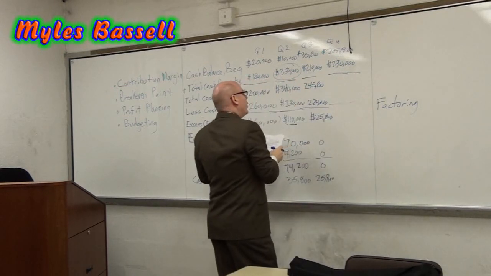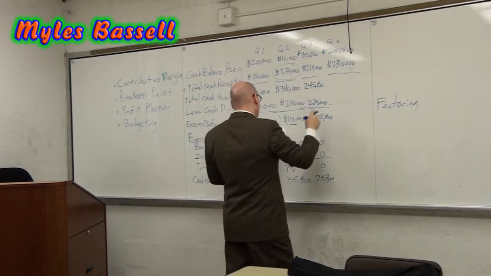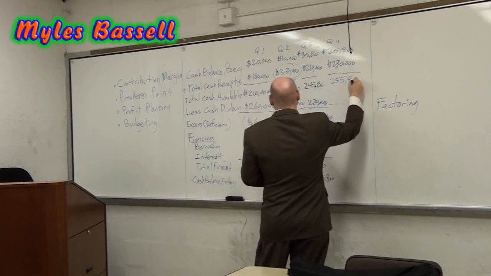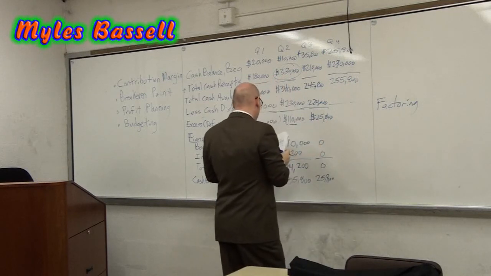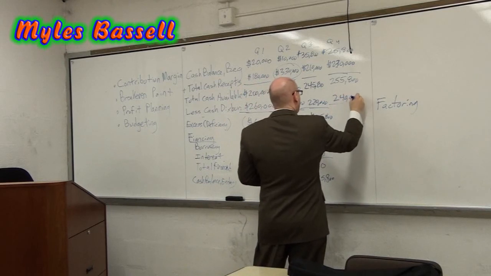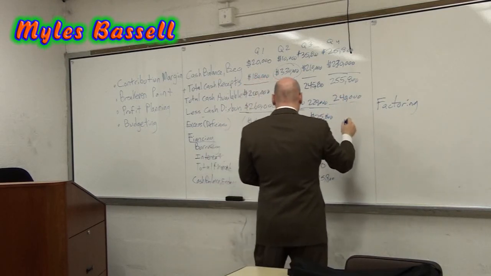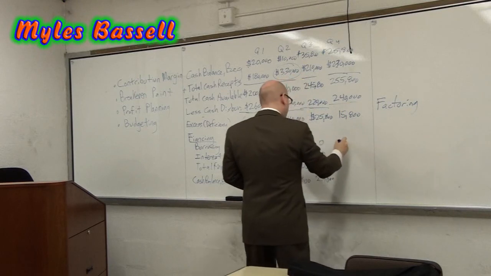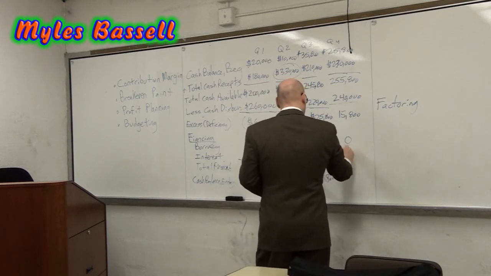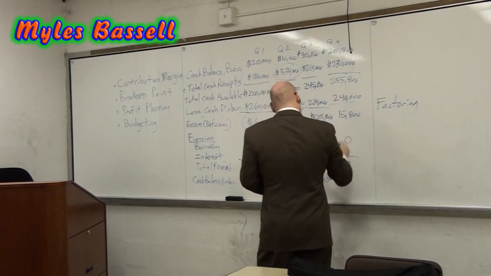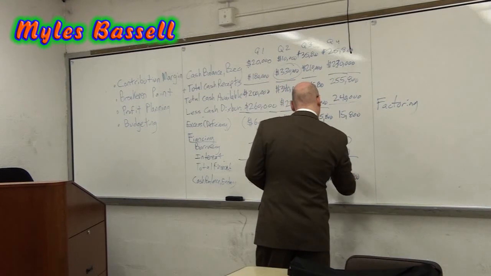And so our total cash available, $255,800, less our cash disbursements, $240,000. So we have an excess of $15,800. Again, we didn't borrow this quarter. We didn't have to pay any interest. So our ending cash balance at the end of quarter 4 is $15,800.